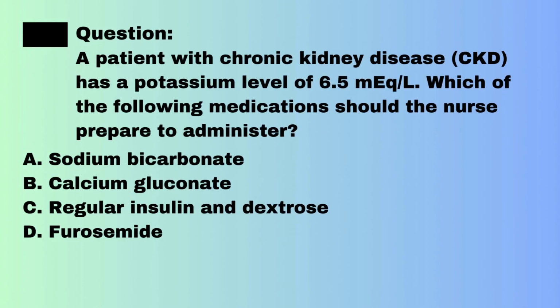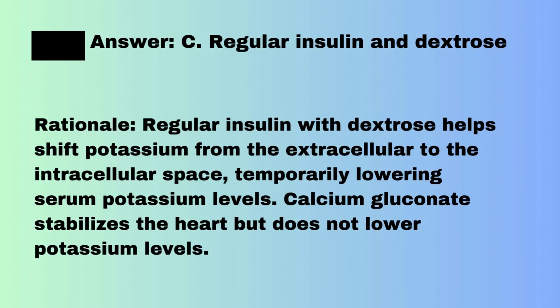Question. A patient with chronic kidney disease, CKD, has a potassium level of 6.5 milliequivalents per liter. Which of the following medications should the nurse prepare to administer? A. Sodium bicarbonate. B. Calcium gluconate. C. Regular insulin and dextrose. D. Furosemide. Answer. C. Regular insulin and dextrose.